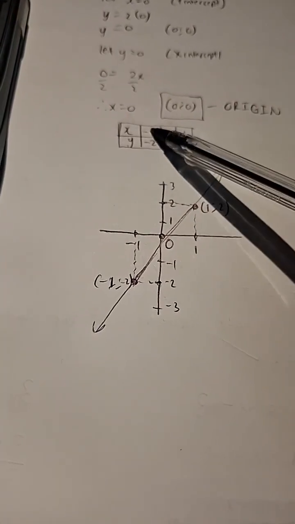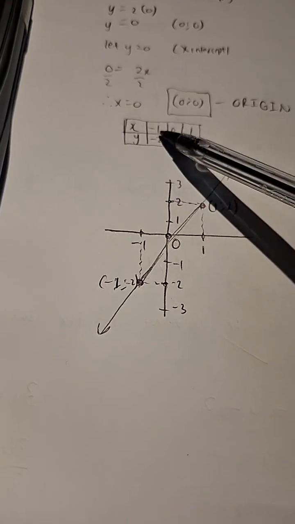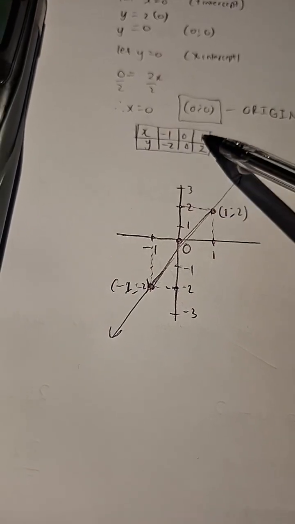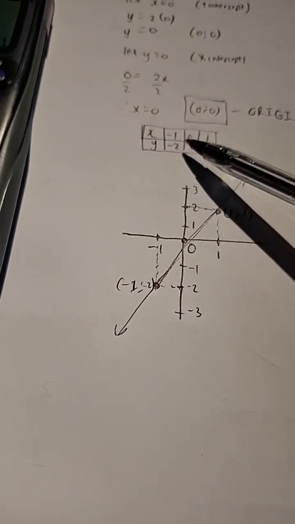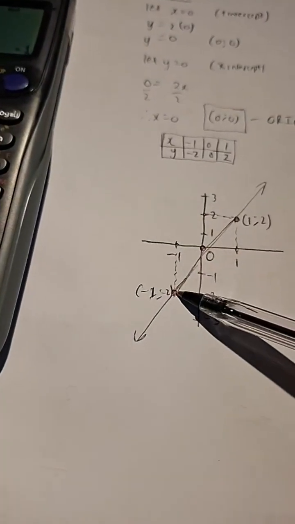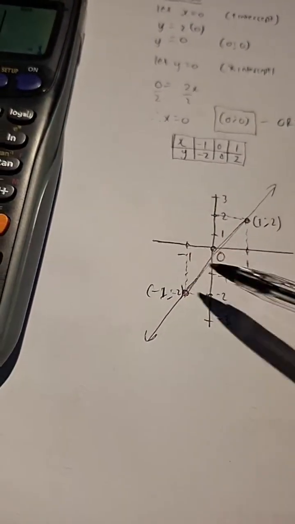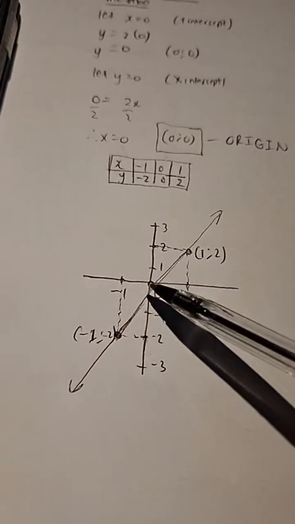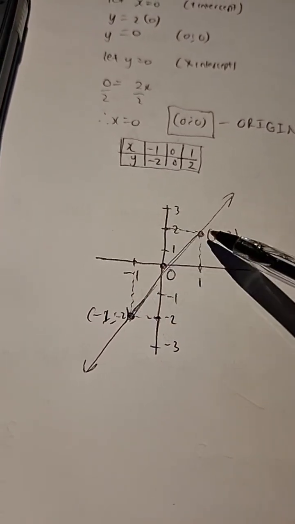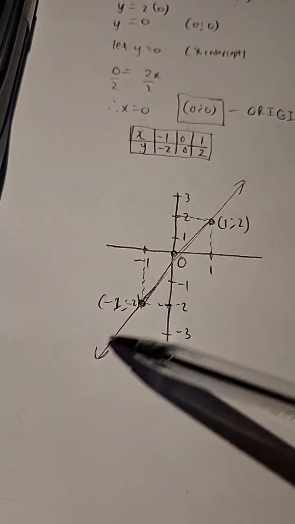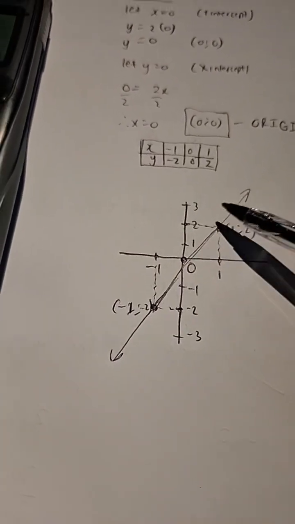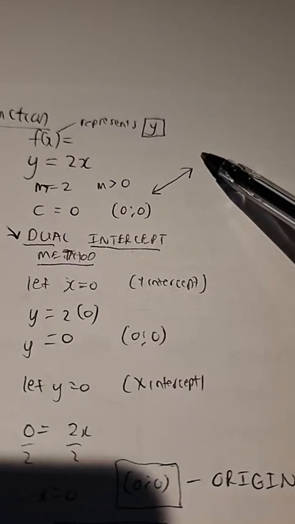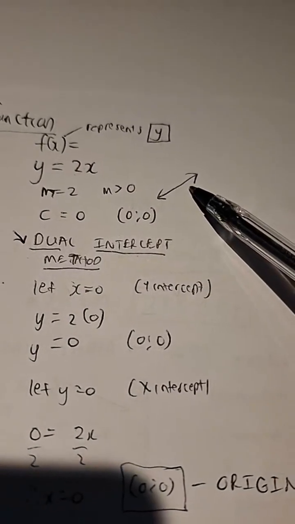Then I could find the corresponding y value for each x value. So when x is -1, y is -2. There it is, that's where these two meet. That's the point. When x is +1, y is +2. That is the location. And look at my straight line. My straight line is exactly what I expected at the end.